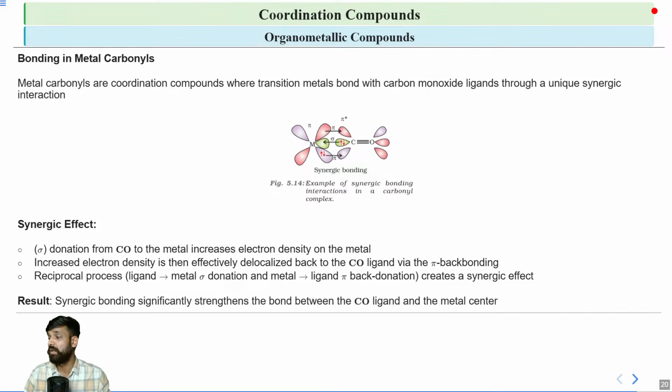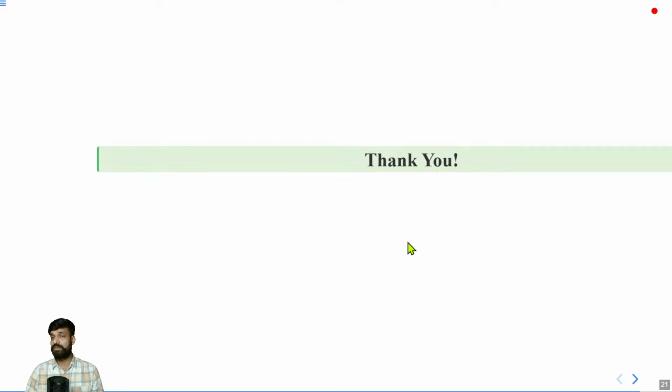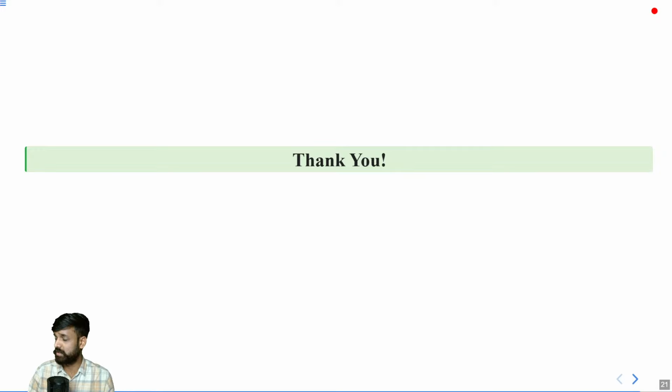Now multiple ligands are possible which are capable of showing this kind of synergic effect, but you have to only know about this carbonyl. Okay, so this was all about the theory part. Now we will try to do some questions on it. So just wait for a while. Let me show you some questions.